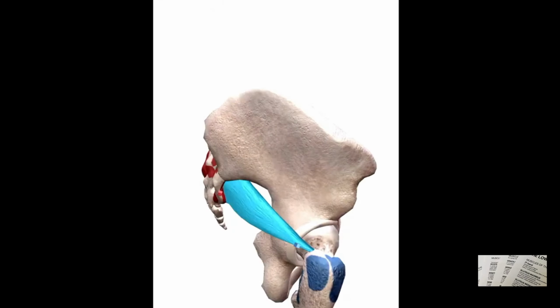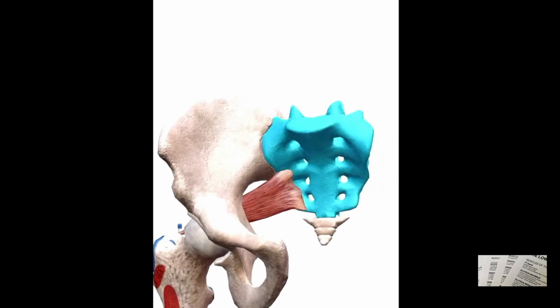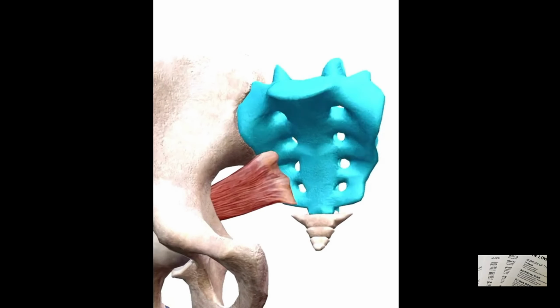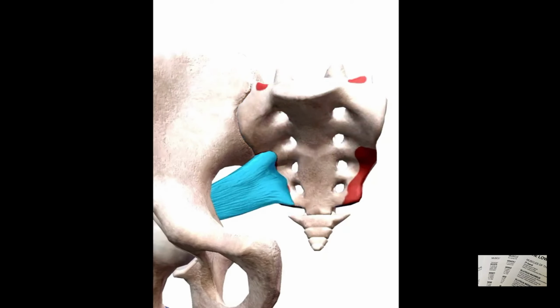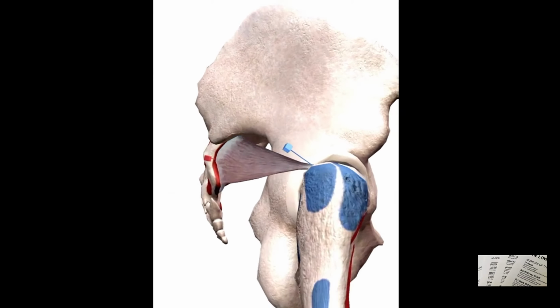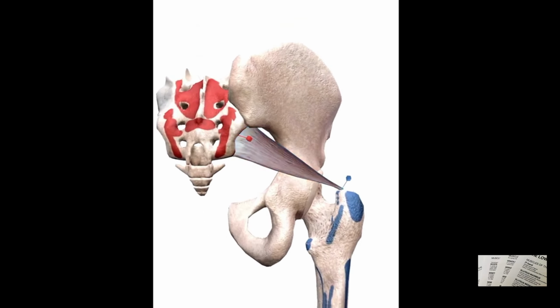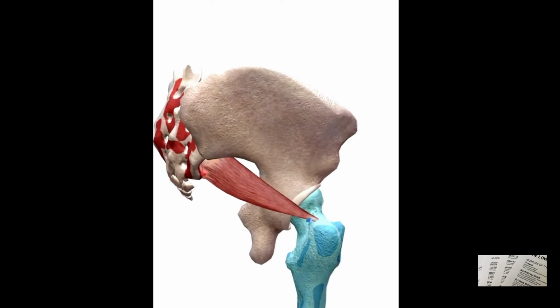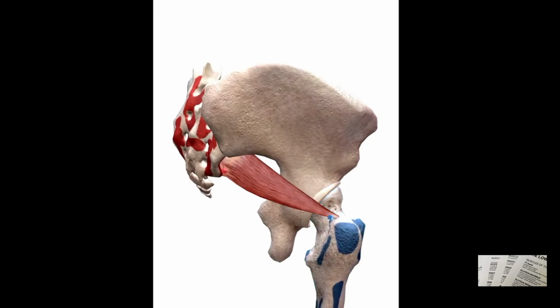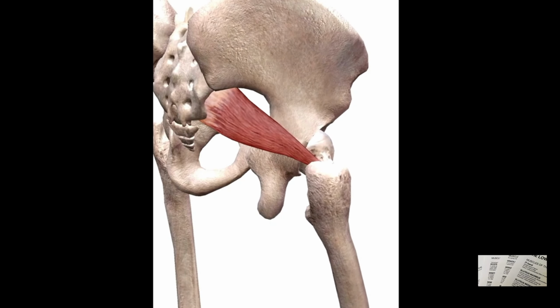Origin, we said what? Originating on the anterior sacrum. If we turn the sacrum around, here's our sacrum from last unit. We can see piriformis right there on the ventral surface of the sacrum, running through that greater sciatic notch. And where's it going to insert? That's right, the greater trochanter. Right here on the greater trochanter, we see it there. That's our piriformis at work.